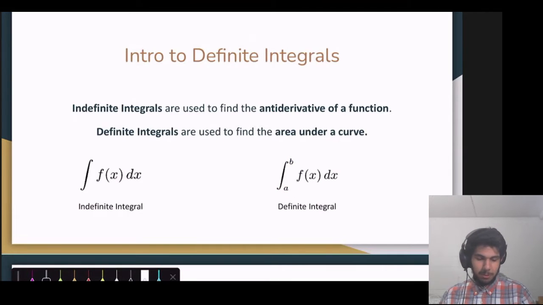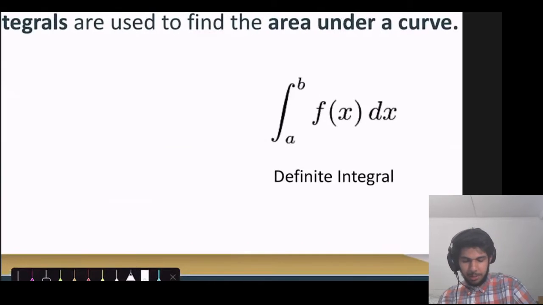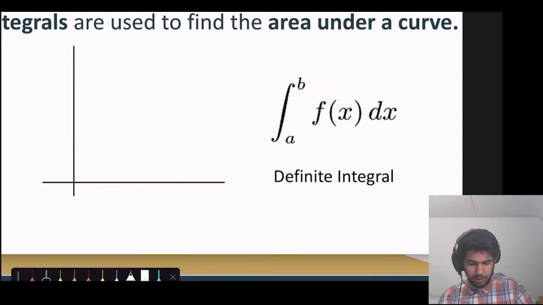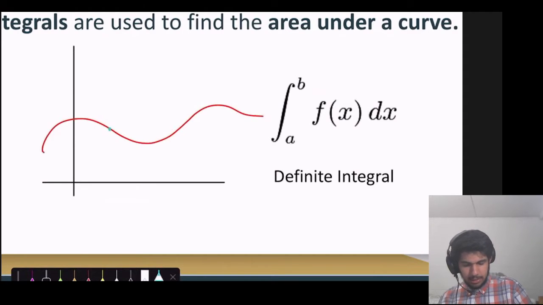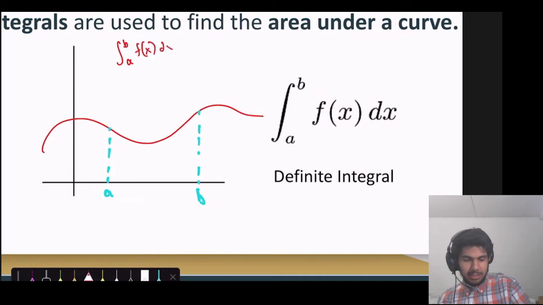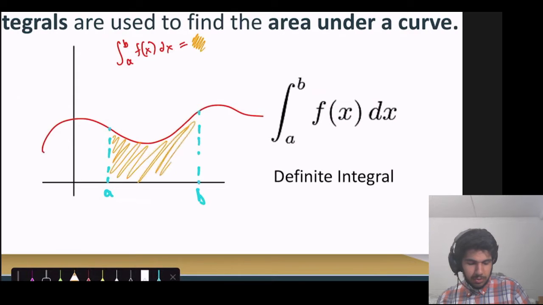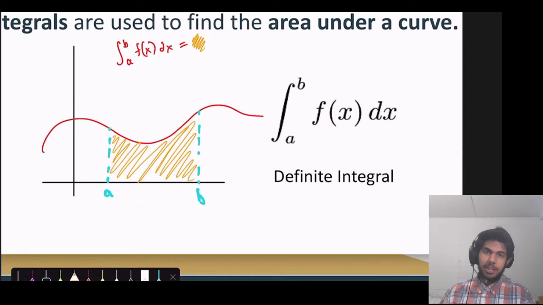So, for example, let's just say we have our coordinate axes like this, and then I'll just draw some random function here, and we'll say that this is A and this is B. Then evaluating the integral from A to B of f of x dx will give us the orange region. So that will give us this entire area.